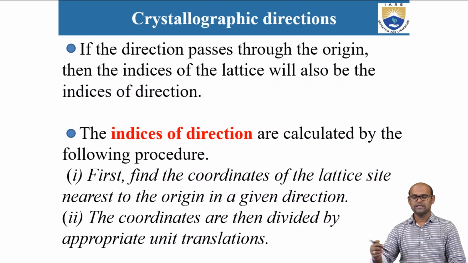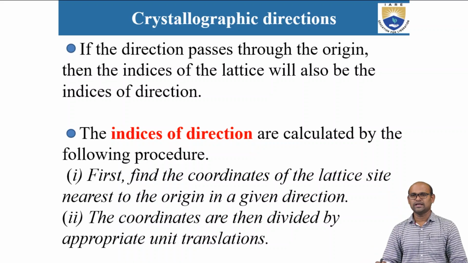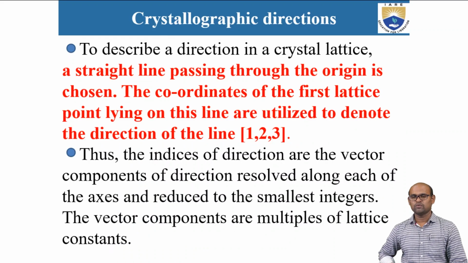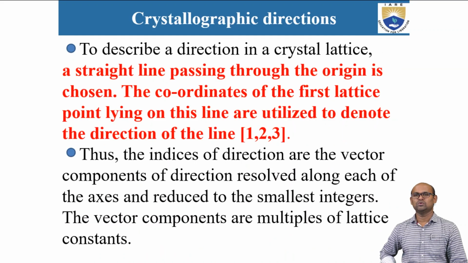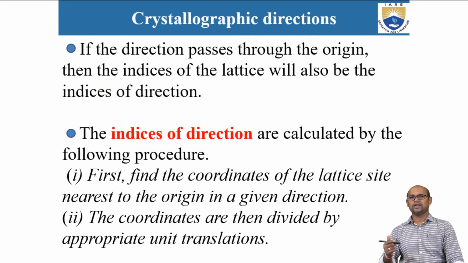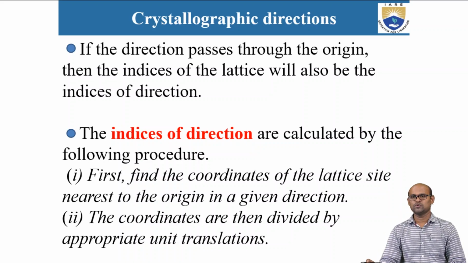The indices of the direction are calculated by the following procedure. How do we write the indices? We have now understood how to write the indices of a lattice site or lattice point. Now we need to know the indices of a direction in a crystal or in a lattice. So how to do that? The procedure is this.